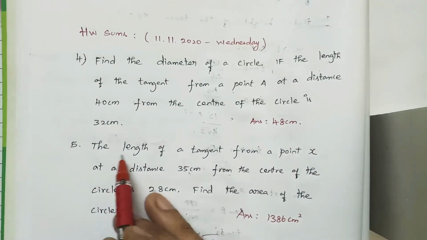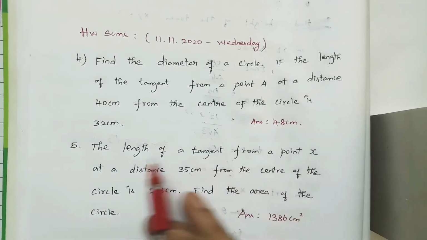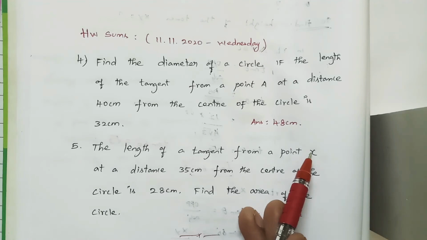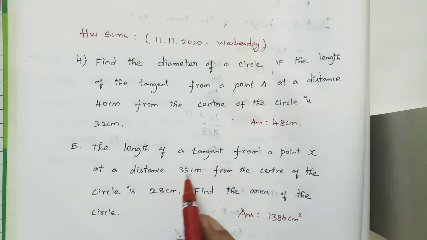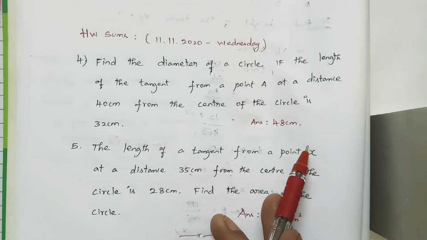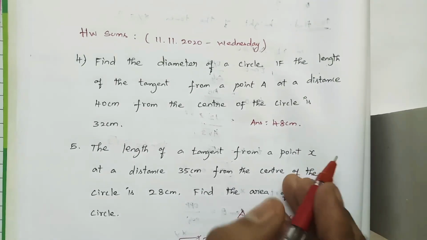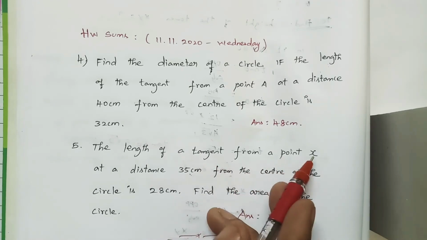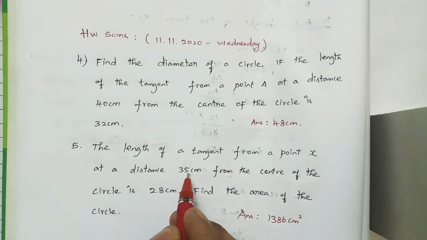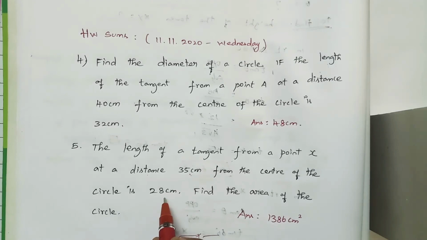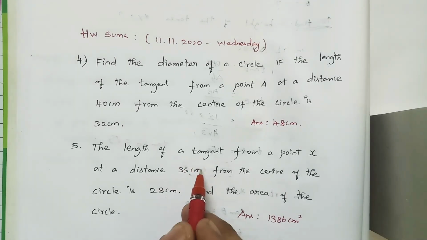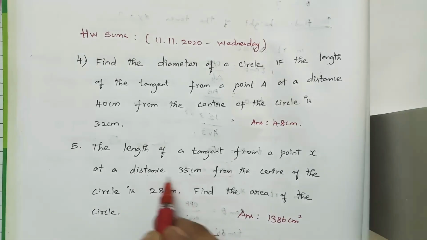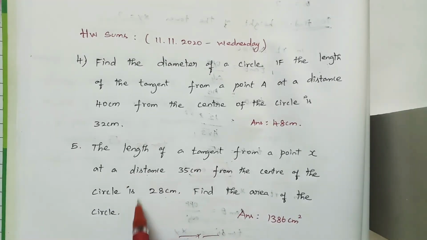Sum number 5: the length of the tangent from a point X. That X is what? At a distance 35 centimeter. So X is the external point to the circle. The length of the tangent from a point X at a distance 35 centimeter from the center of the circle is 28 centimeter. So 35 centimeter is the distance between the center point and the external point, and the length of the tangent is 28 centimeter.